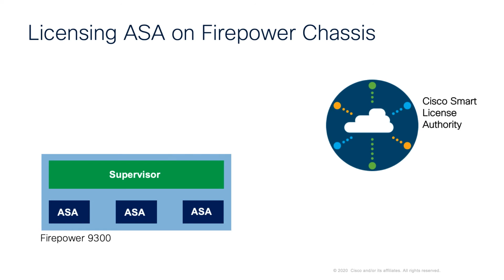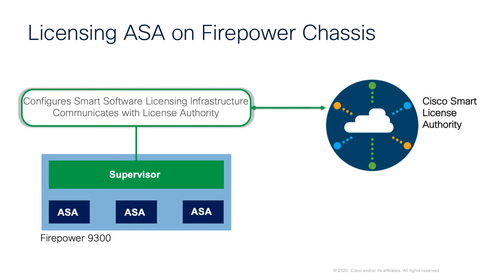Now, when it comes to the chassis themselves, so for example, the Firepower 4100 or 9300 chassis, the chassis itself does not require any license to operate. Instead, what we do is we configure the smart licensing infrastructure from here, and it is the portion of the chassis that actually communicates with the license authority.